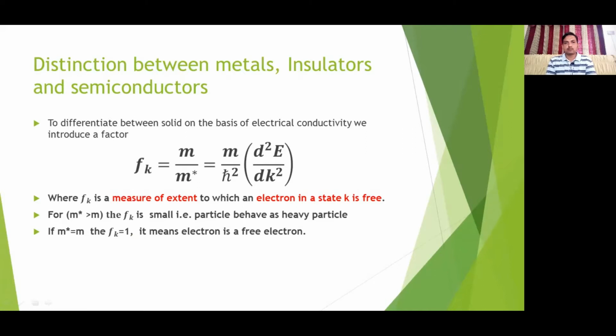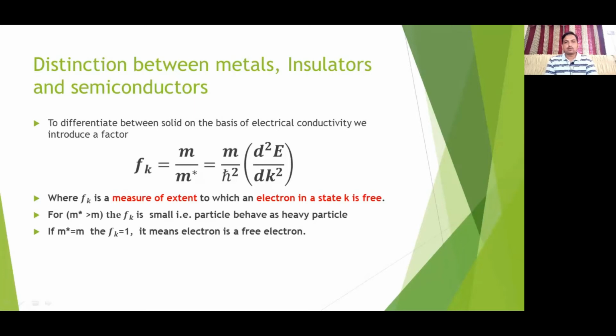So we start from over there, that how the conductor, insulator, and semiconductor have different electrical conductivity. To achieve this, we introduce a factor, which is the ratio of rest mass to that of effective mass of the electron. So the factor is f_k, which is equal to m divided by m*. Put the value of m*, you get m divided by ħ² into d²E by dk².